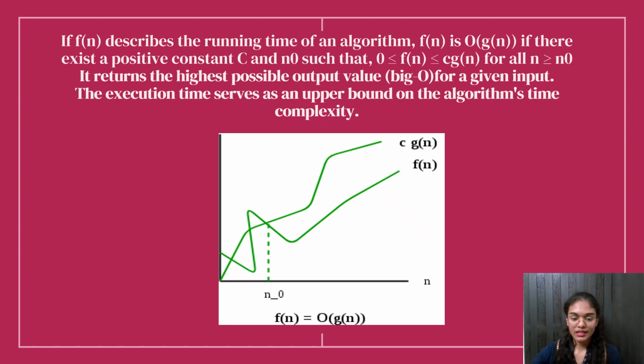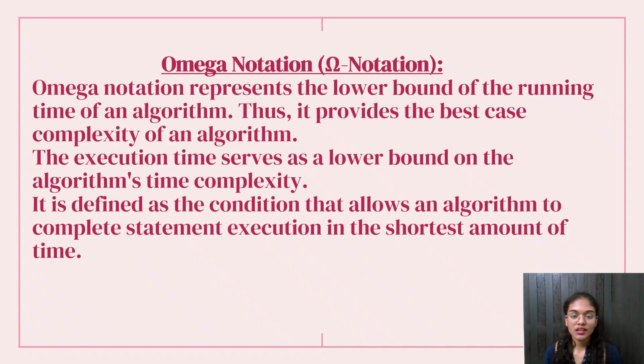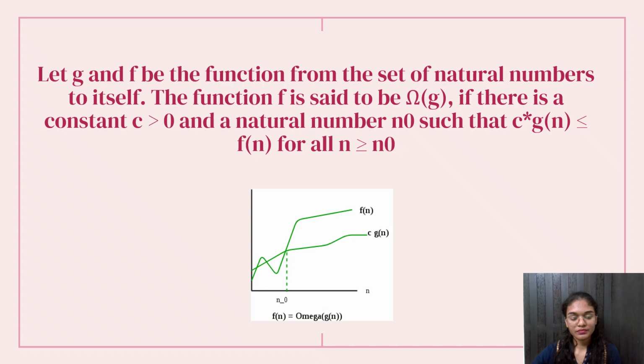Next, omega notation. Omega notation represents the lower bound of the running time of an algorithm, thus it provides the best case complexity of an algorithm. The execution time serves as a lower bound on an algorithm's time complexity. It defines the condition that allows an algorithm to complete statement execution in the shortest amount of time.